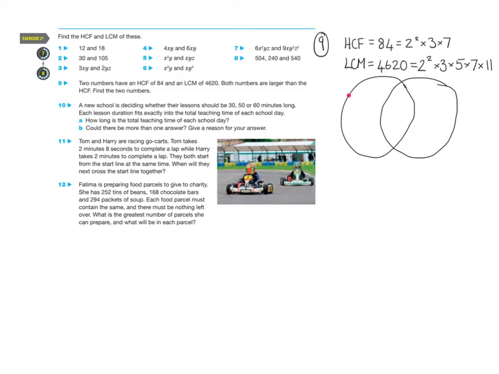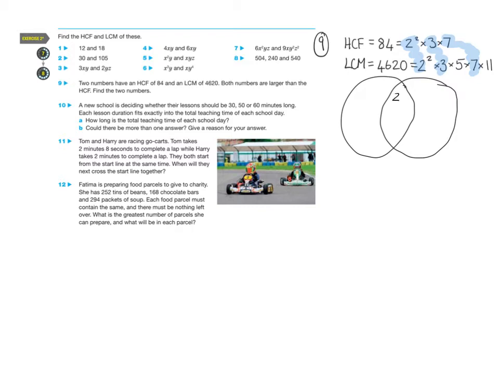Now for question 9, you'll see that I've chosen to go with the Venn diagram method again. I have written the highest common factor as a product of its prime factors, and the lowest common multiple also as a product of its prime factors. The reason I've done that is because then I can put those common factors in here: the 2 squared is common, 3 is common, and the 7 is common.